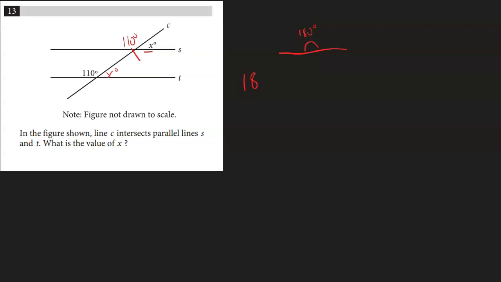So the equation would be 180 minus 110 would equal x, because these would be the degrees left over. And so calculating that, we would know that 70 degrees were left over, and so that would equal x. But once again, this is based off the assumption, and you guys should know this, that if lines look like this, that means they're the same angle.